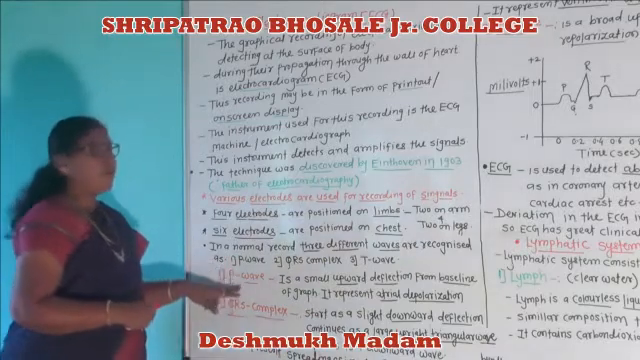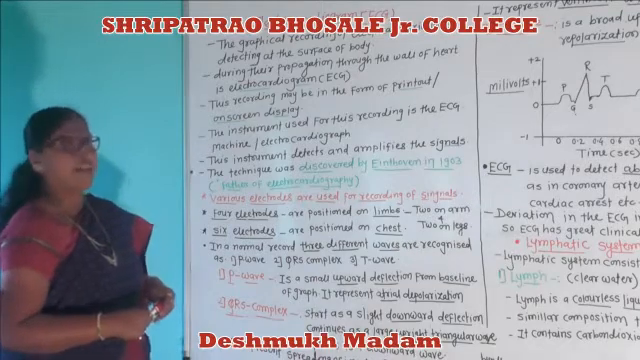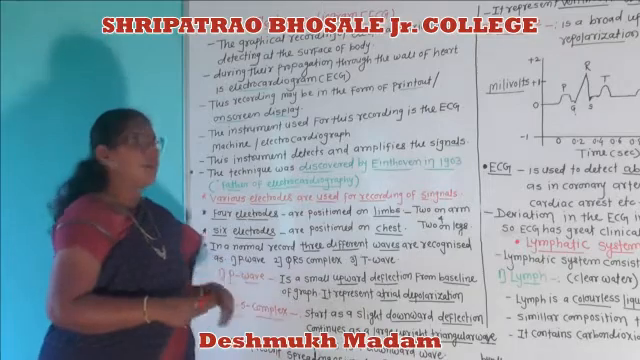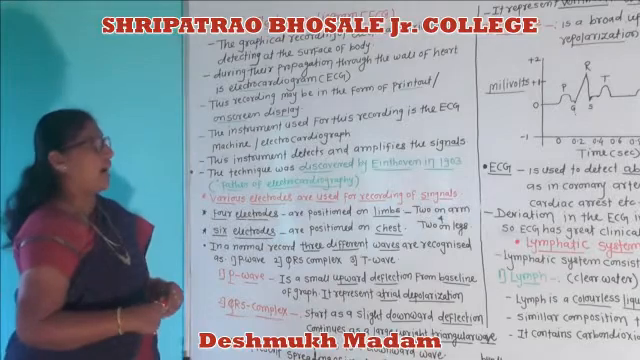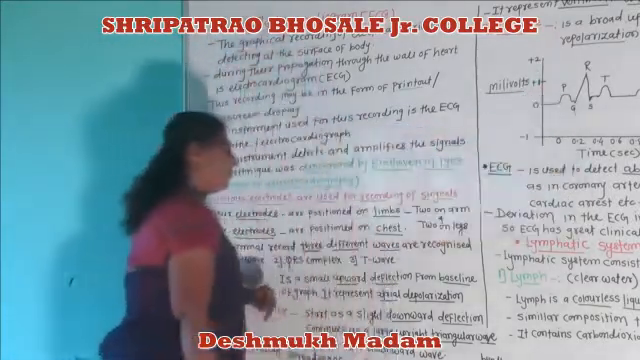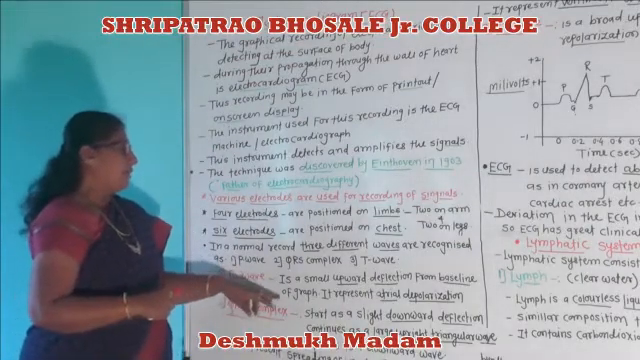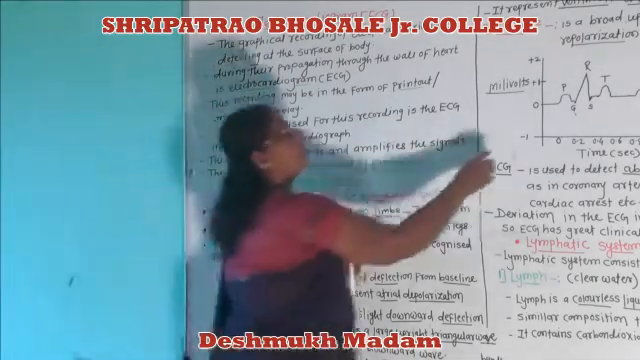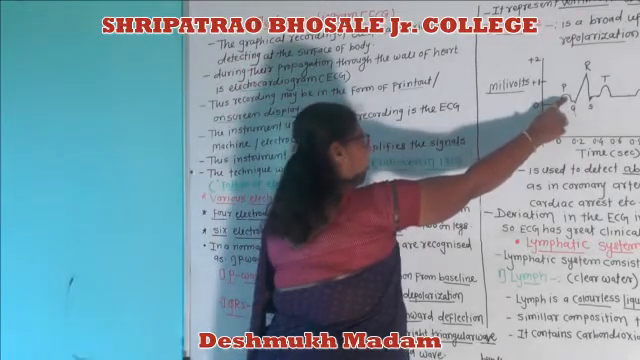See the first wave, the P wave. It is a small upward deflection from the baseline. This P wave represents atrial depolarization.